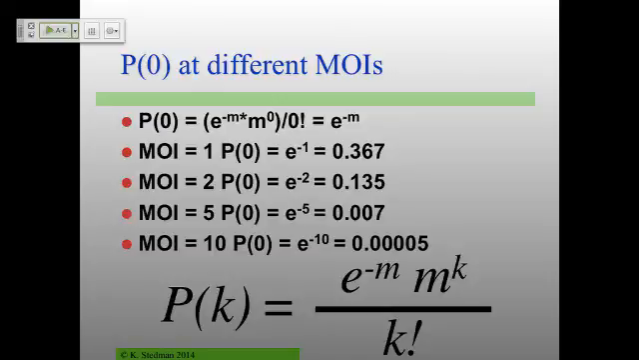So if you look at an MOI of 1, so 1 virus particle per 1 cell, your P of 0 is going to be e to the minus 1, because m to the 0 over 0 factorial is 1. 36.7% of your cells are not infected if you just have 1 virus particle per 1 cell. That's not going to be a synchronous infection by any stretch of the imagination. MOI of 2, 13%, I just showed you on that last slide. MOI of 5, 0.7%. That's pretty good, but it's still not as good as you would like.